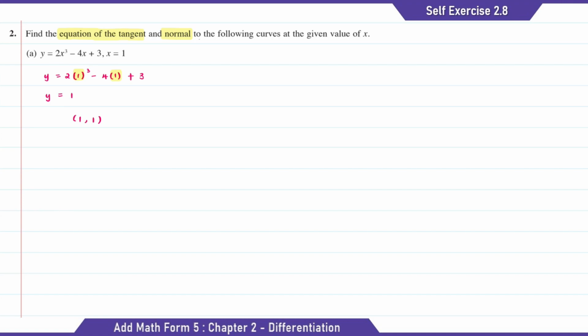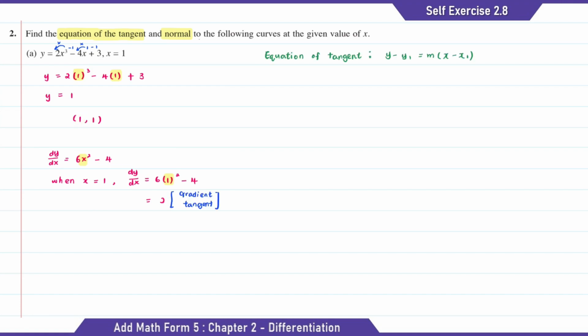Next, we're going to find the first derivative, dy dx. It will be 6x squared minus 4. To find the gradient of tangent, substitute the x coordinate into the dy dx. Then 6 minus 4 is 2. This will be the gradient of tangent. To find the equation of tangent, we're going to let the coordinate of the point 1, 1 be x1, y1. Then using this formula, y minus 1 equal to 2, x minus 1. Then y equal to 2x minus 2 plus 1. Then y equal to 2x minus 1.